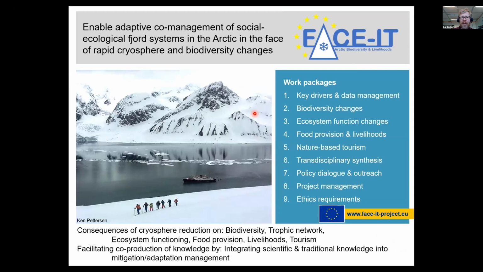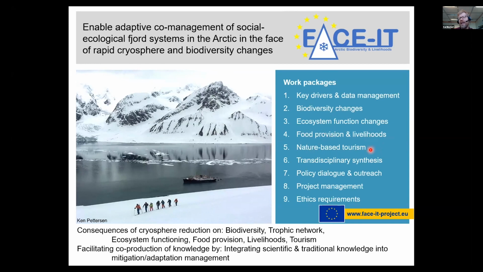So in the end, we want to enable an adaptive co-management of Arctic fjords in the face of cryosphere change and biodiversity change. And you can see here how the research is divided into different work packages. One work package is basically pure data science, others are focusing on biodiversity changes, ecosystem function changes. But we also have a lot of social science involved in the project, because indeed we want to explore the significance of our research to society.